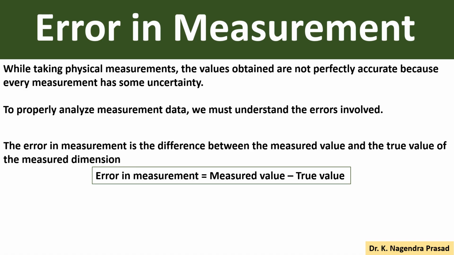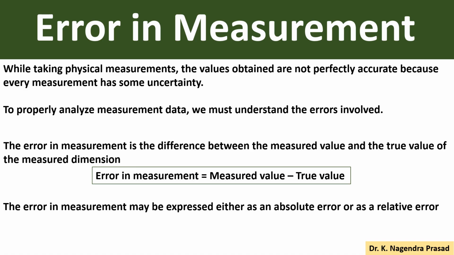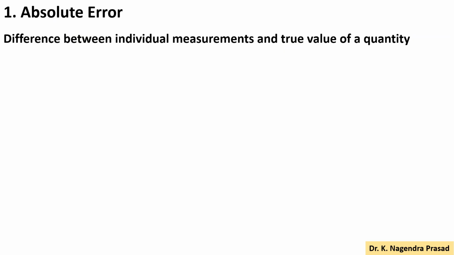The error in measurement is the difference between the measured value and the true value of the measured dimension. So error in measurement equals the measured value minus the true value. The error in measurement may be expressed either as an absolute error or as a relative error. First we will discuss the absolute error.